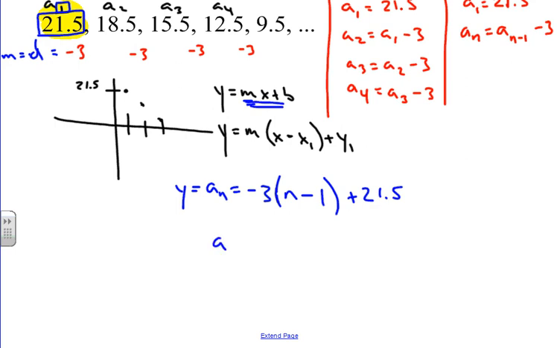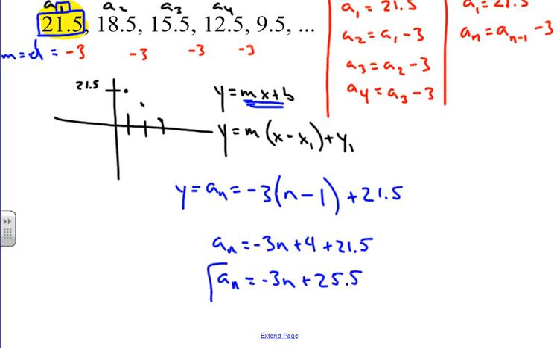And what we have right here is a sub n equals -3. Distribute that through. -3n. We have plus 4. And then we have plus 21.5. We'll add those together. So a sub n equals -3n plus 25.5. And that is my nth term. If I plug in 1, I get 21.5. If I plug in 2, I get 18.5. If I plug in 3, I get 15.5, and so on and so forth. So that's what we have.